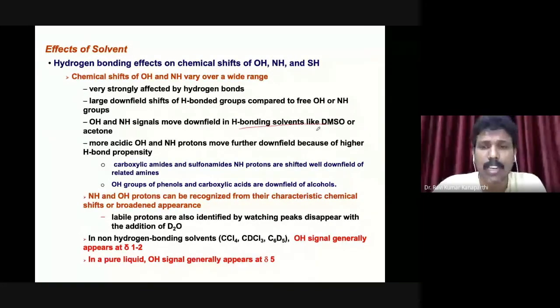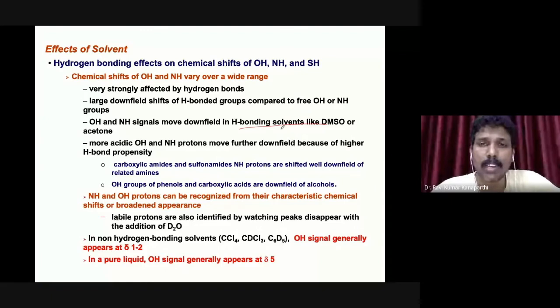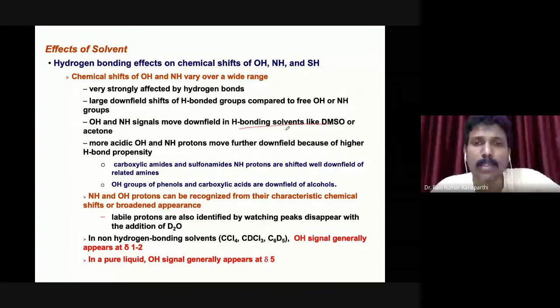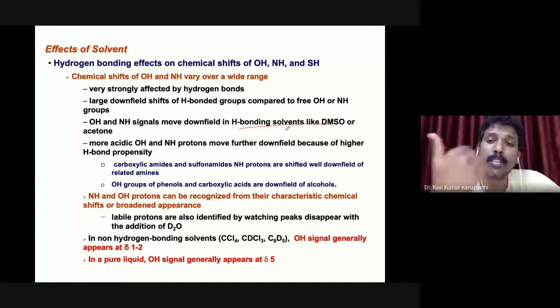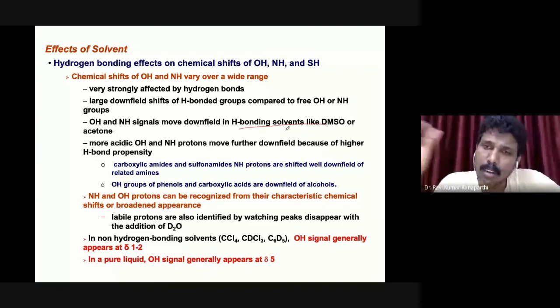Okay, so hydrogen bonding is facilitated by, as you all know very well, polar solvents like DMSO, acetone, ethanol, methanol. All these are polar solvents. The polar solvents basically enhance the effect of hydrogen bonding. So in a polar solvent, the hydrogen bonding will be effective. Therefore, the OH bond will be affected, and its chemical shift value will be further downfield, as compared to a solvent which is non-polar in nature, right?